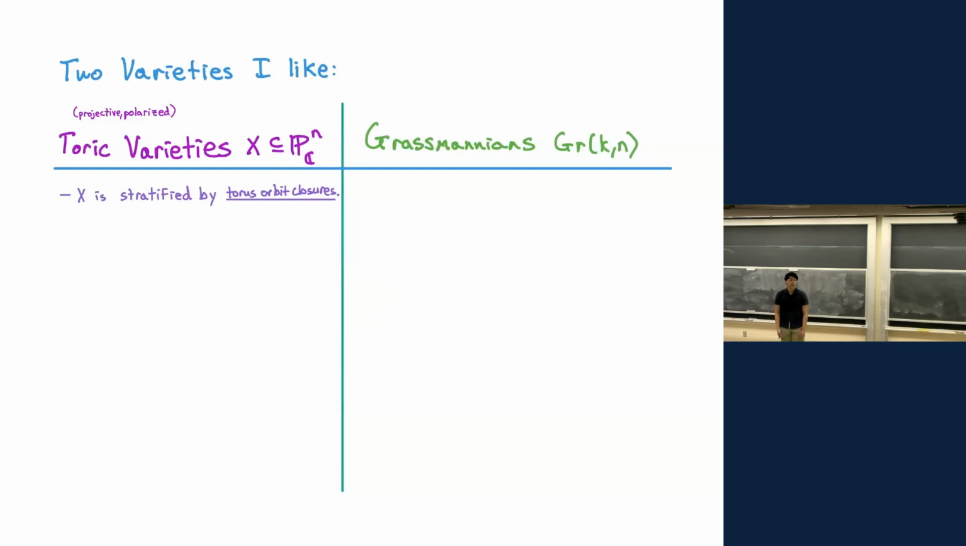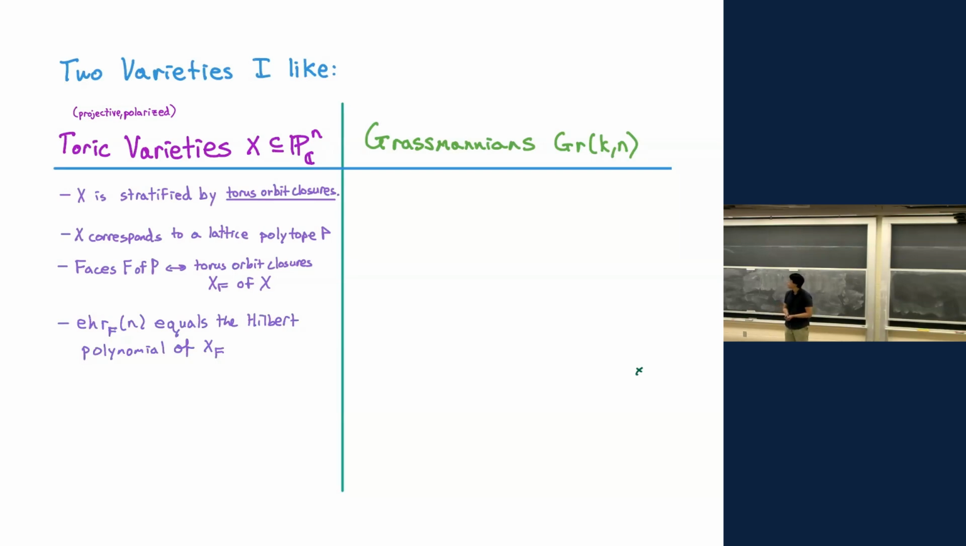I want to begin by talking about two varieties that I like. The first is toric varieties, and the second is Grassmannians. I'm not going to define either of them because everything that I want to say will be on the slides. The first is, if you take a toric variety, it's stratified by these torus orbit closures. And then also, your toric variety corresponds to a lattice polytope, P. Moreover, when I say corresponds, what I really mean is that faces of this polytope correspond to the torus orbit closures.